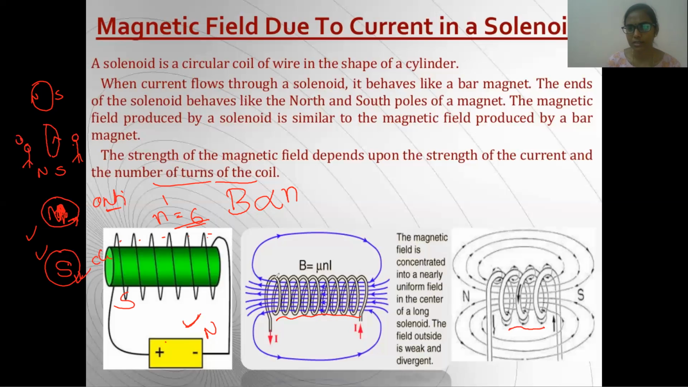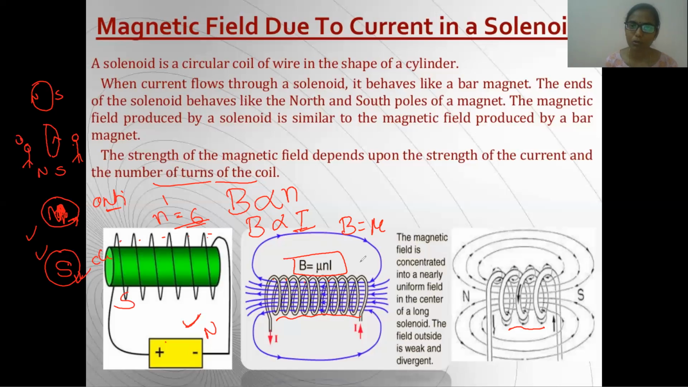So the field is directly proportional to the number of turns, and it also depends upon how much current you are passing. If you pass more current, there is more field strength. If you pass less current, you can observe fewer lines. It also depends on a constant, mu, the magnetic permeability. So we can write B equals mu naught N I. Clear, children? This is the formula for the magnetic field around a solenoid.